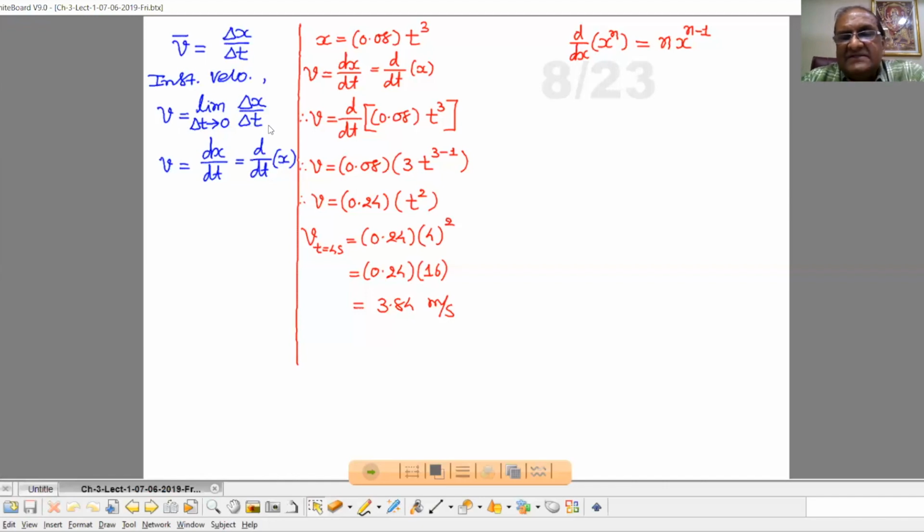But in mathematics there is the method of differentiation which says this thing: if you differentiate x with respect to time t, then directly you will get instantaneous velocity. So d by dt, that is the symbol of differentiation, and this is the differentiation with respect to time t, and this is the differentiation of x. So here x is a function, t is a variable. So we have to differentiate this function with respect to variable. Directly we will get the answer. But how to carry out this differentiation?